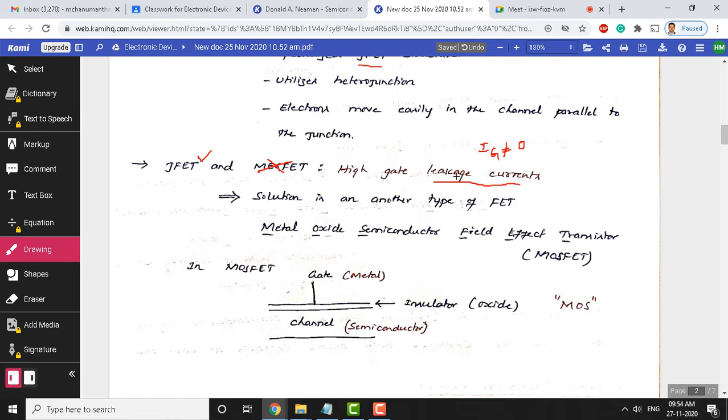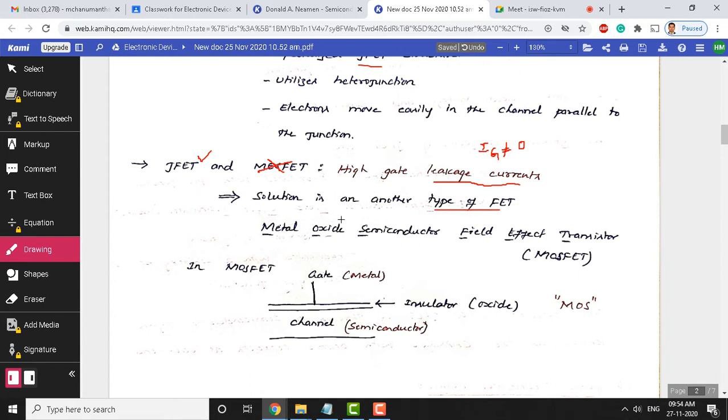So, leakage in the gate current will cause us some voltage drop within the gate region, which is unexpected of course, and this has to be overcome. The only solution is another type of FET. We need to look into that, and that FET is called MOSFET.